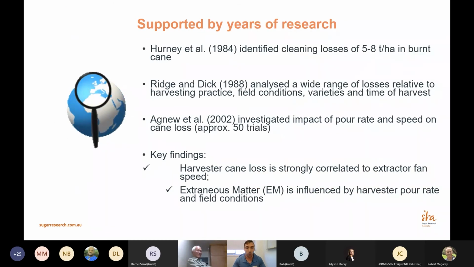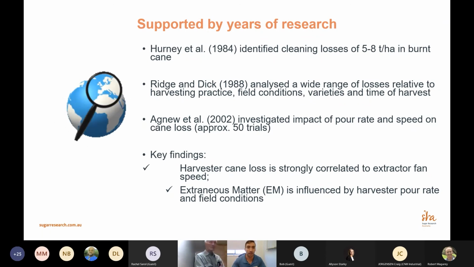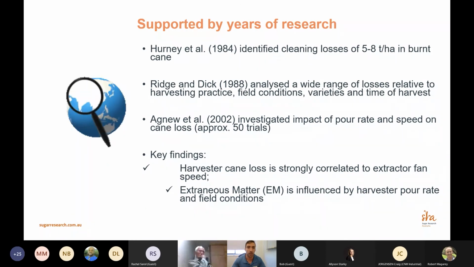So when we talk about harvesting loss and then alternatively change in harvesting practice which impacts yield, there's been a range of work conducted in the past, in 1984 from Herney et al. identifying cleaning losses anywhere between 5 and 8 tonnes per hectare. Ridge and Dick analysed a wide range of losses relative to harvesting practice, field conditions, varieties and time of harvest. And Agnew et al. investigated the impact of pour rate and fan speed. Now, all this information that has been collected over the past 3 decades has identified that harvester cane loss is strongly correlated to extractor fan speed, and extraneous matter is influenced by harvester pour rate and field conditions.